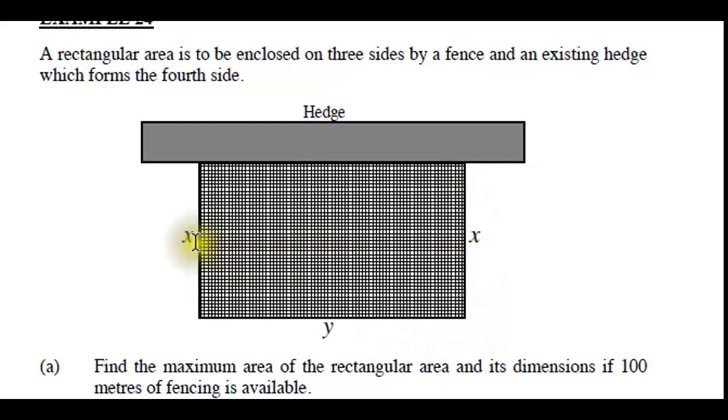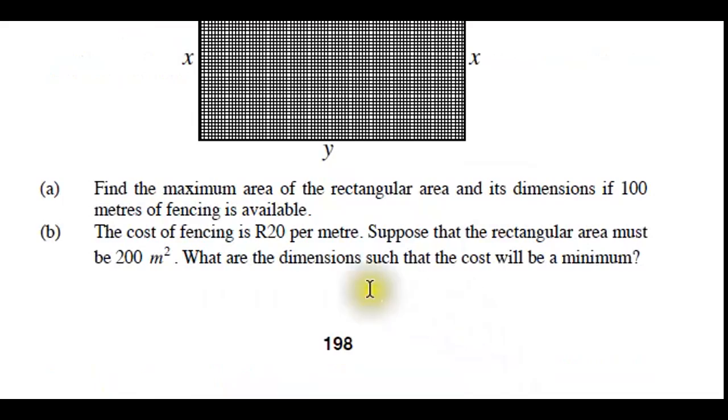Why x and x again and not x, y, z? Because if from there to there is x and there to there is x, what do you know if 2 variables are the same? This means that these 2 sides opposite each other have exactly the same value. So that's why they're calling it x and x. So they say find the maximum area of the rectangular area and its dimensions if 100 meters of fencing is available.